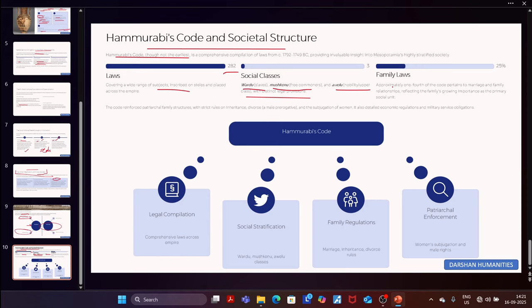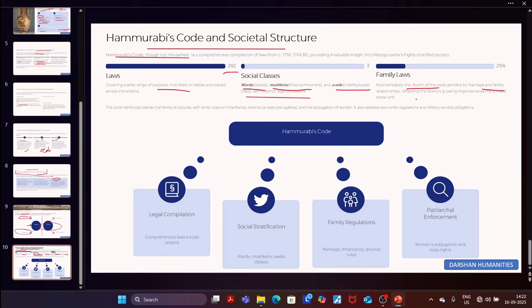We have family laws as well. Approximately one fourth of the code pertains to marriage and family relationships. It certainly is talking about how, because a state has been formed, people are being protected by the state. There is an army. Society is highly stratified. Man is taking control of the family. Woman is subordinated. Because of this, and also because of the rise of private property, these laws were necessary at that point of time to protect the property of the family. The sons are going to succeed the father, and the property is going to stay within the family. This is how these laws were compiled.